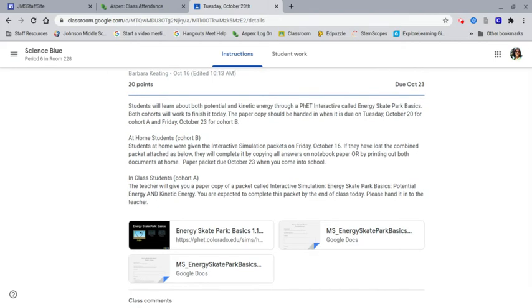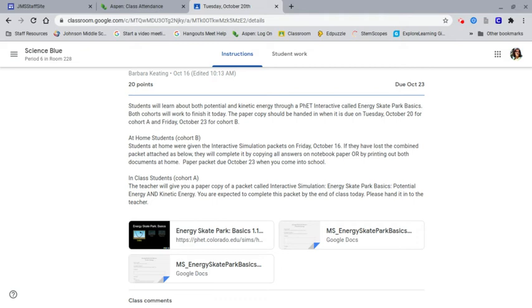At-home students, cohort B. Students at home were given the interactive simulations packet on Friday, October 16th. If they have lost the combined packet attached below, they will complete it by copying all answers on notebook paper or by printing out both documents at home. Paper packet due October 23rd when you come into school.